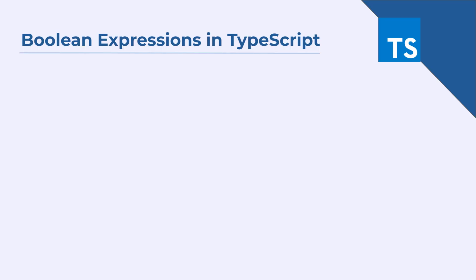Hello everyone and welcome to this lesson where you will learn about Boolean expressions in TypeScript followed by relational operators. In TypeScript, we can use Booleans to make decisions in our code, and that's where Boolean expressions come in. A Boolean expression is an expression that evaluates to either true or false. It can be a simple expression like a comparison between two values or a more complex expression involving logical operators.